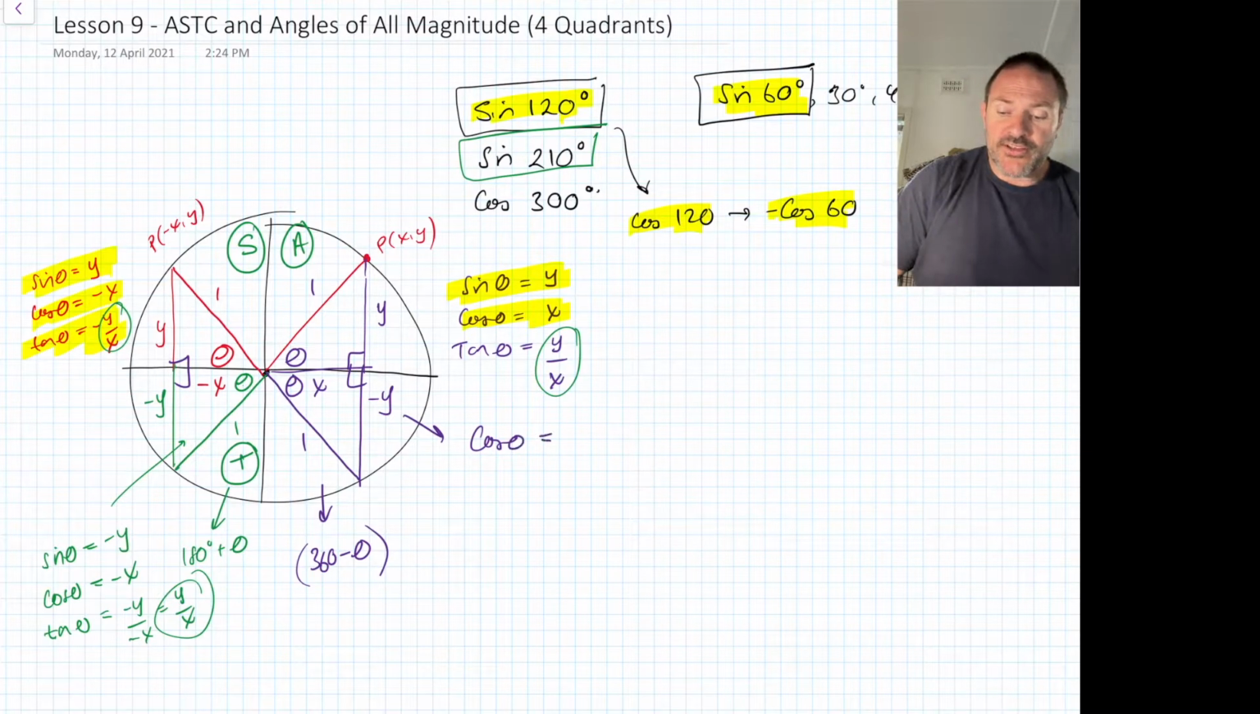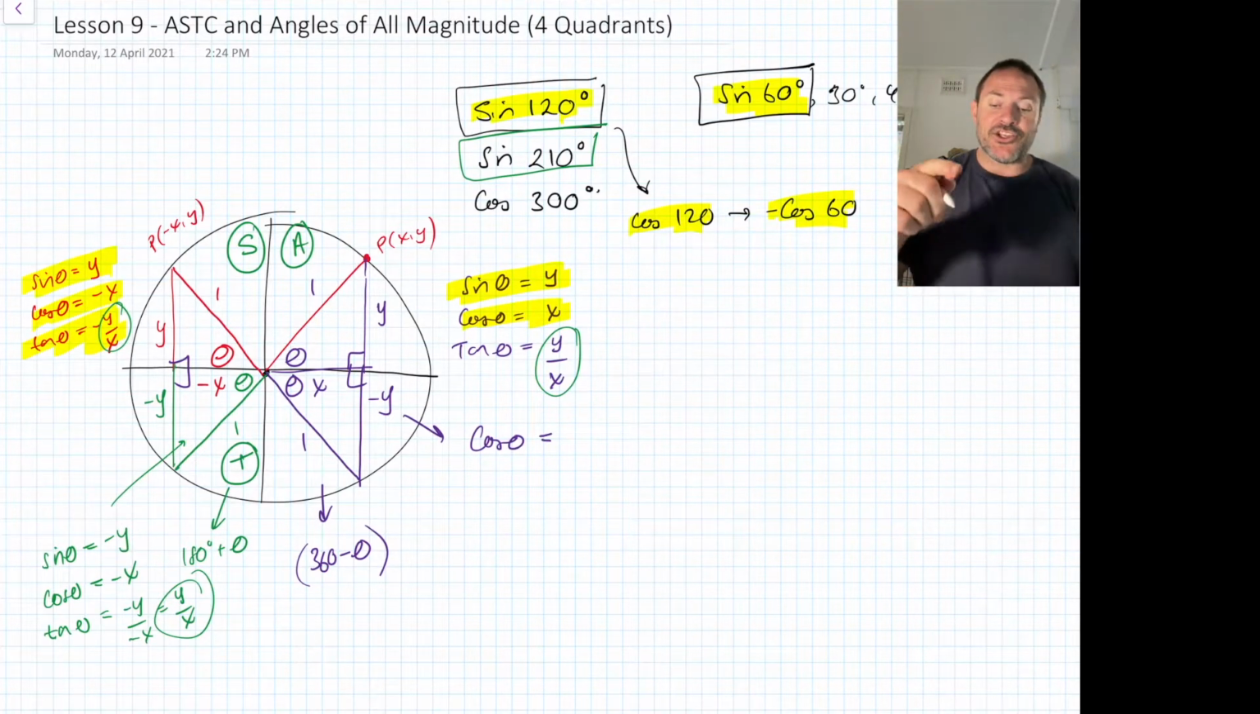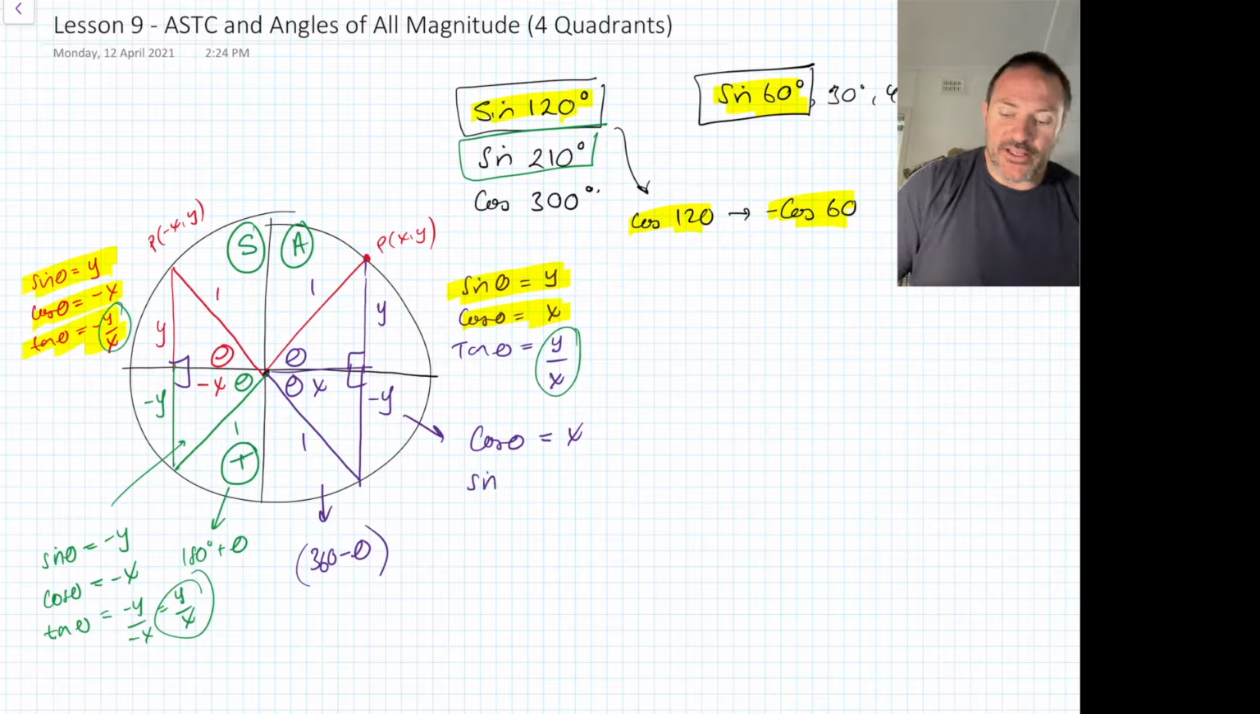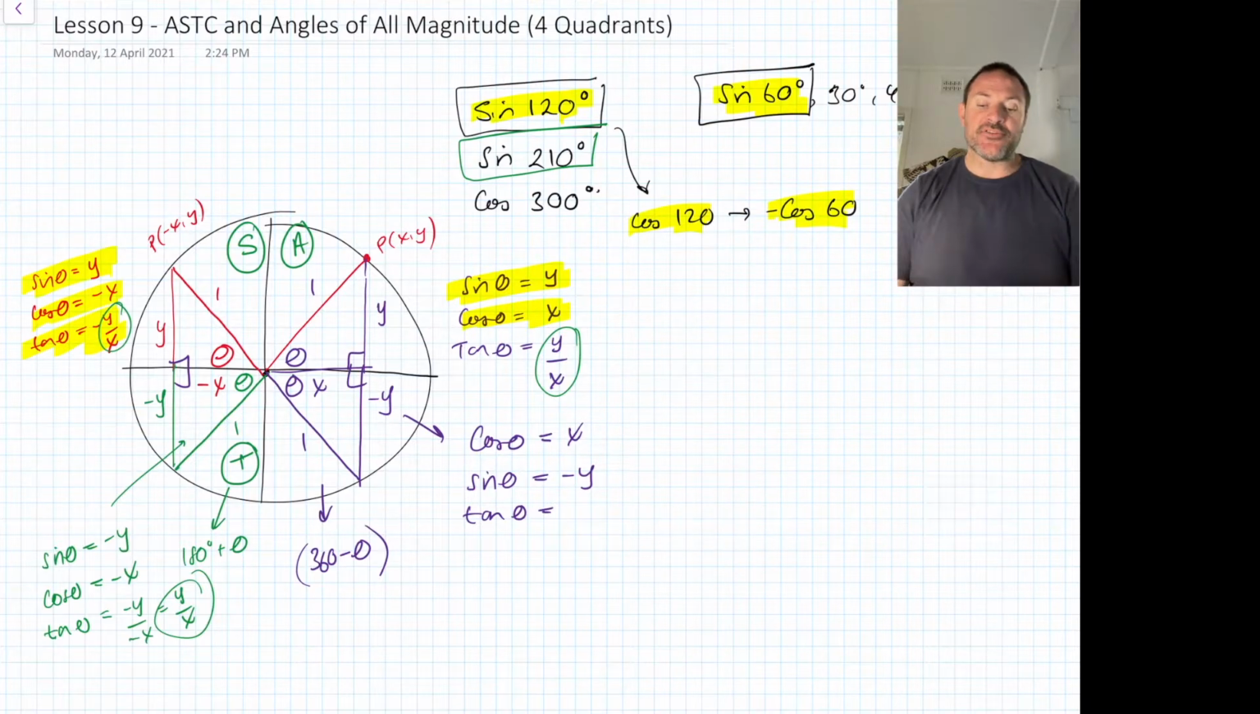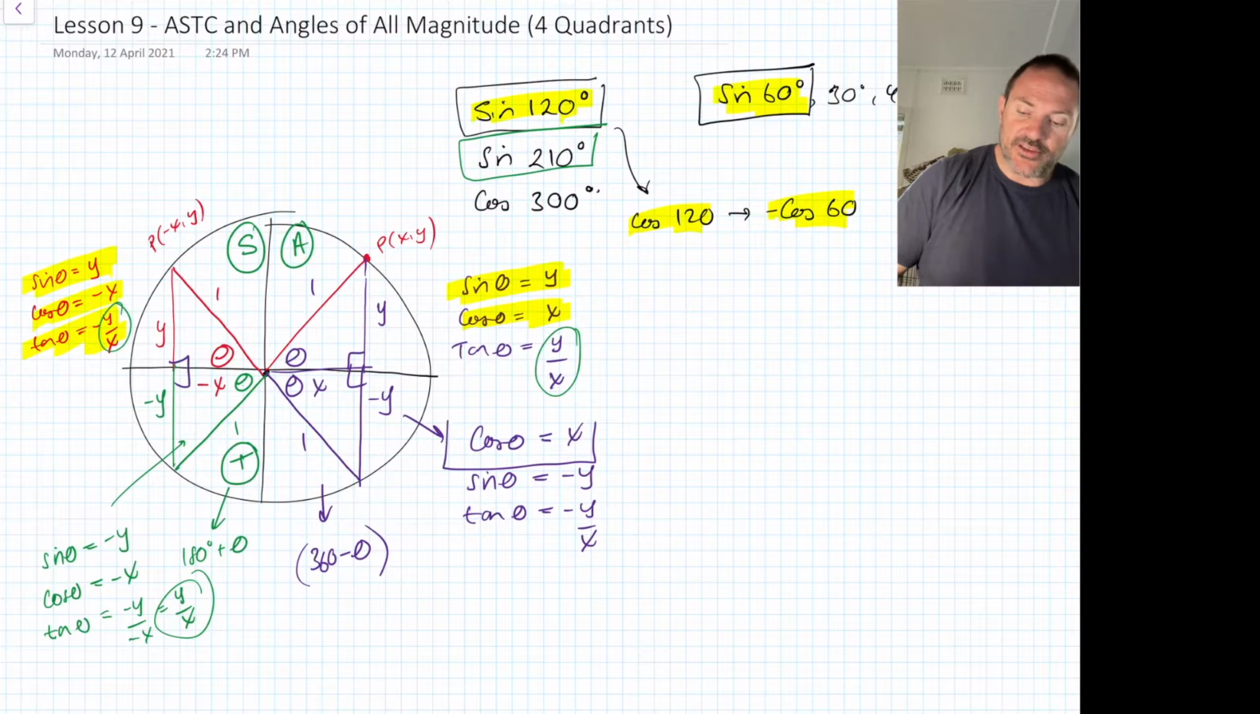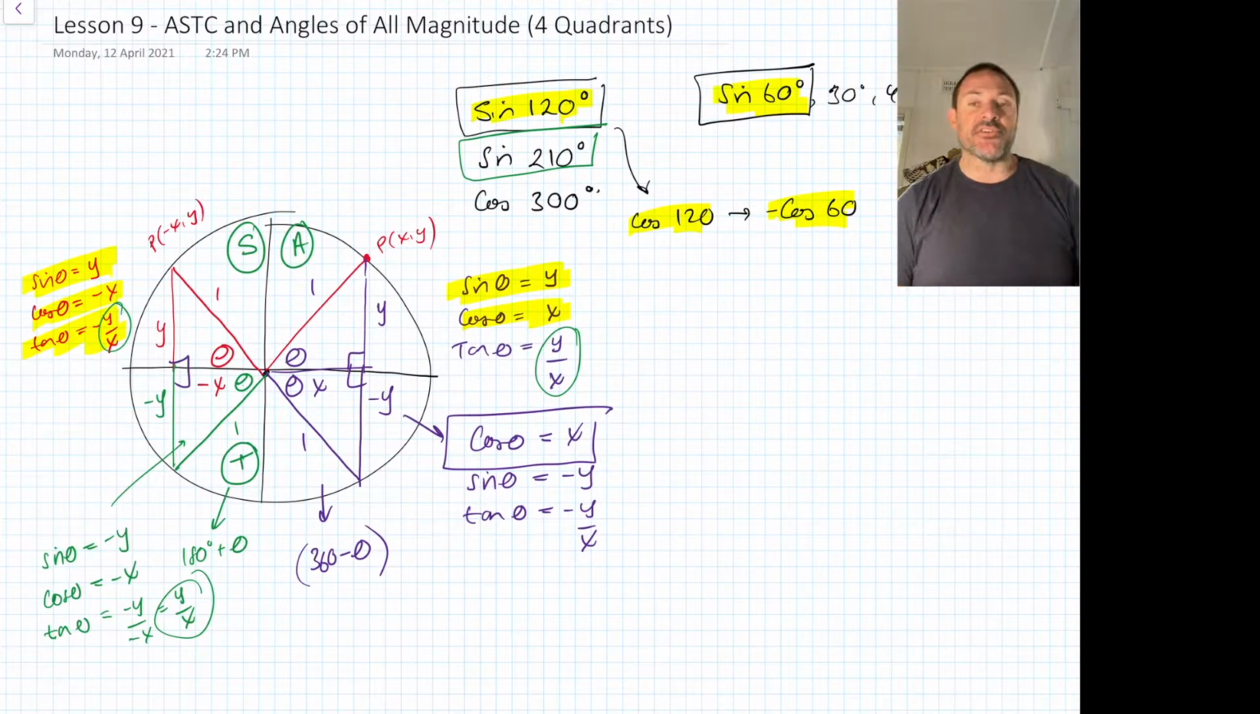Now, cos theta in the bottom triangle, adjacent over hypotenuse, x over 1. Look at that. It's positive. If I look at sine theta, opposite over hypotenuse, is negative y. Tan theta is negative y over x, and look at that. Cos is positive, everything else is negative, and so we say that is C.